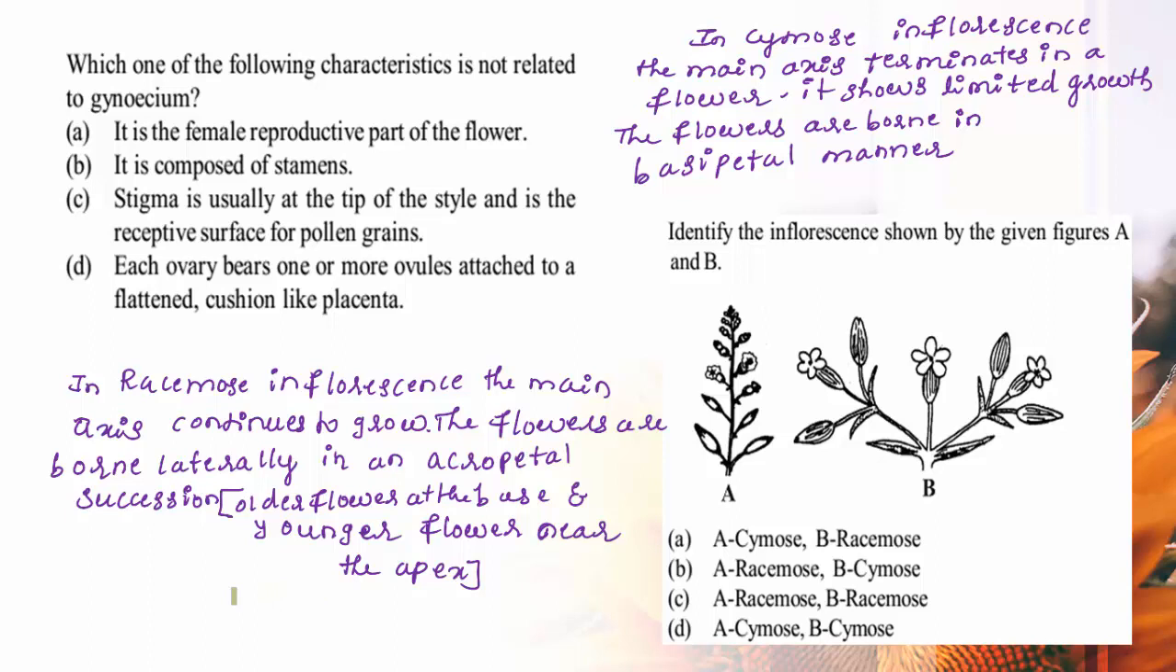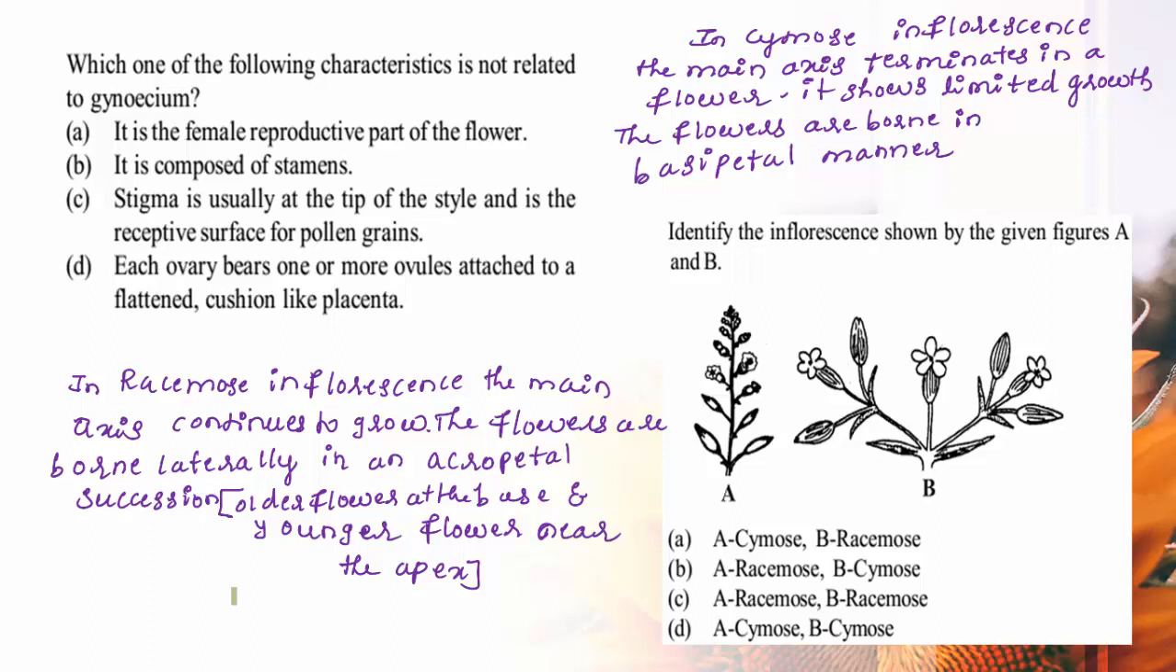Which one of the following characteristics is not related to gynoecium? It is the female reproductive part of the flower. It is composed of stamens. Stigma is usually at the tip of the style, and it is the receptive surface for the pollen grains. Each ovary bears one or more ovules attached to a flattened cushion-like placenta. So the characters about gynoecium are given in the form of options.